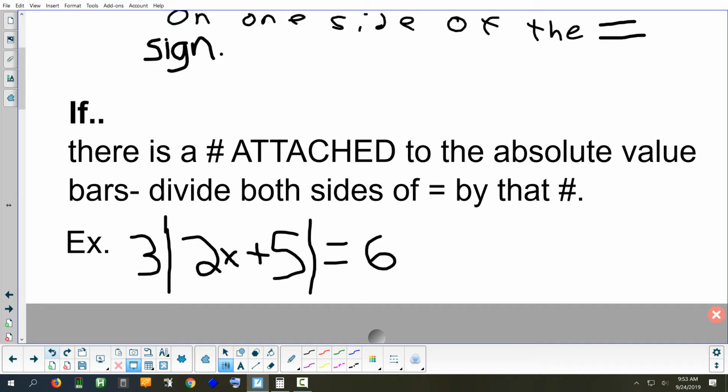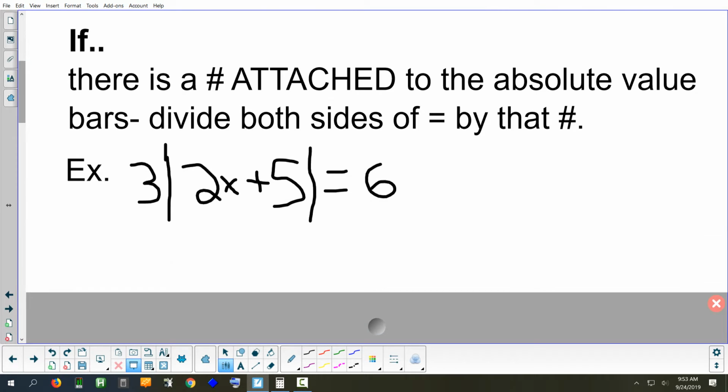So what did the directions say to do under the if? If you have a number attached right next to the bars, how do we get rid of it? Yeah? Divide on both sides with the equal sign. Yeah, we're going to divide both sides by what? 3. Yeah, divide both sides of the equation by that number. What number? In our problem, it's 3. So what that does is 3 divided by 3 gives you how much? 1. So that's gone.